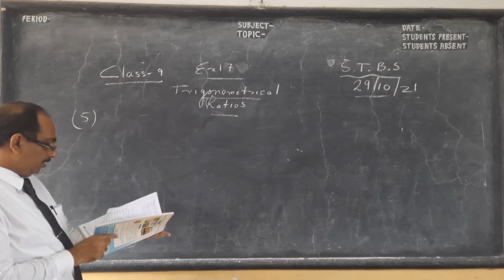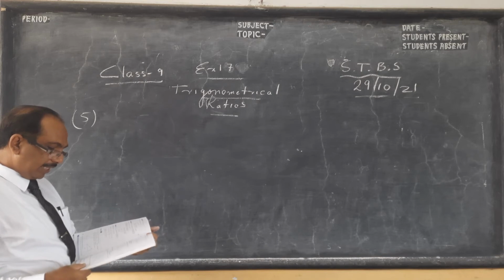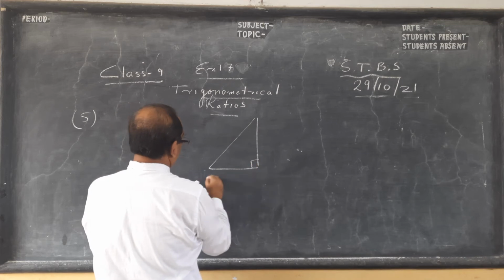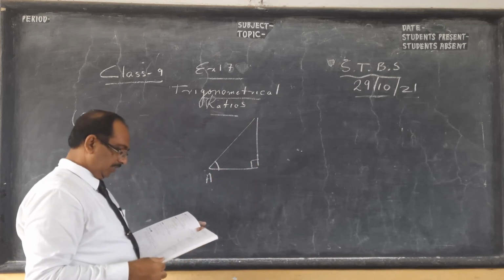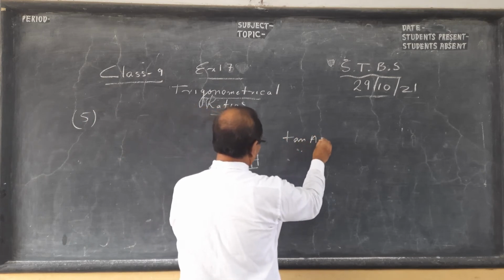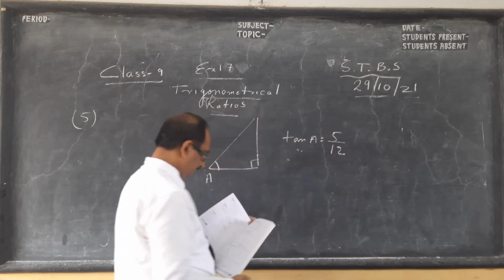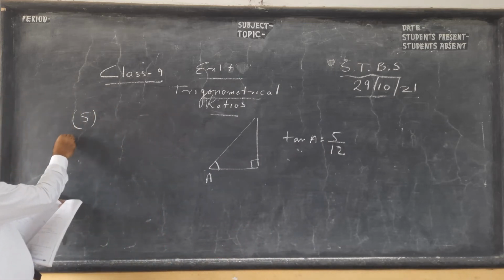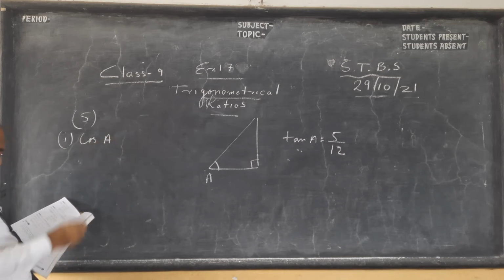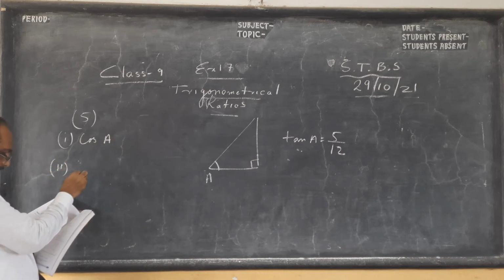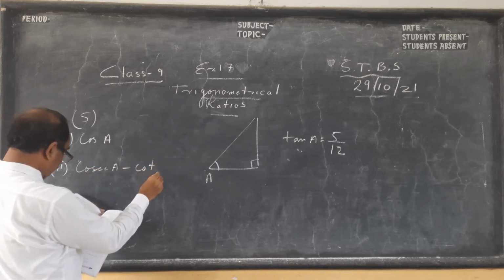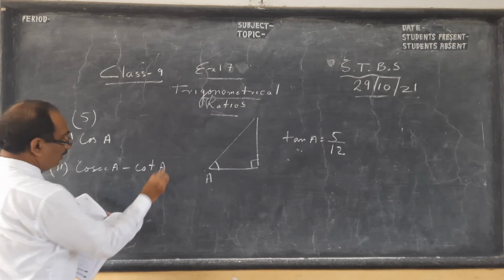In a right angle triangle, it is given that angle A is an acute angle. Always draw a figure. Angle A is acute, and that tan A is 5 by 12. Find the values of cos A, and second thing, cosec minus cot.